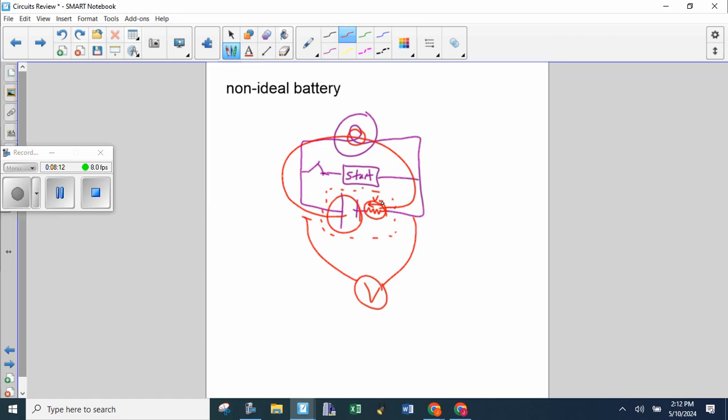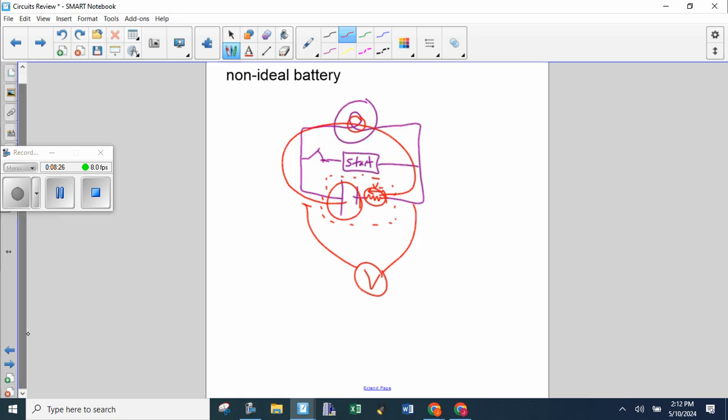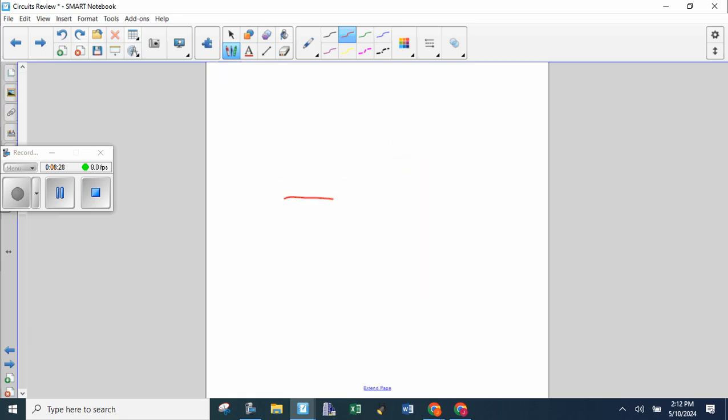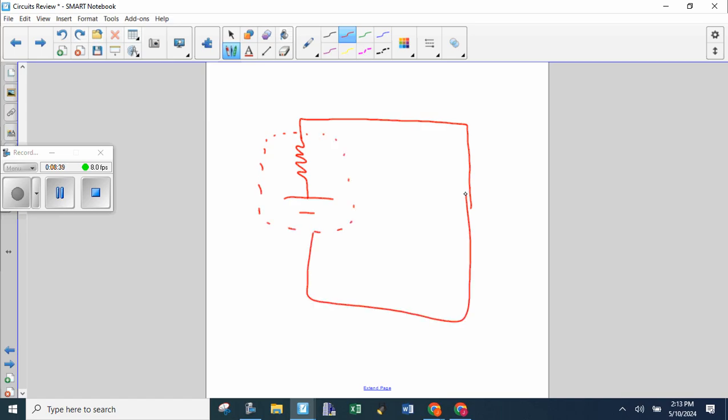They can say an ideal battery, and that just means you don't have to worry about the internal resistance. It doesn't exist. If it's a 12-volt battery, it's going to have 12 volts even if there's current flow. If it's a non-ideal battery, after you draw your battery, you add a little tiny resistor, and then you can create the circuit anywhere you want. So I like to put a dotted line around it showing that that's my battery, and that battery has a little tiny internal resistance.